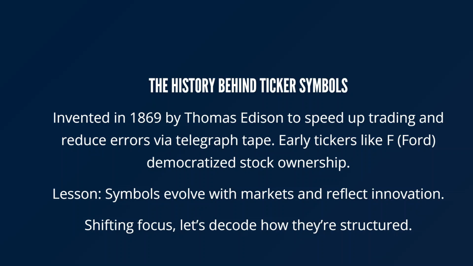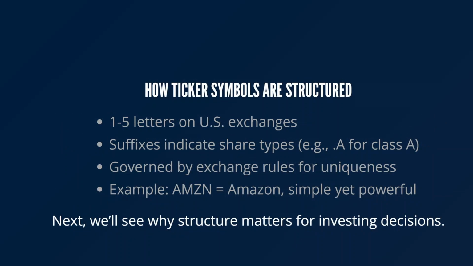Shifting focus, let's see how these codes are structured. Slide 6, Lesson 3, Structure. In the US, ticker symbols are usually 1 to 5 letters. Exchanges sometimes add suffixes to indicate share types, like .A for Class A shares or numbers for preferred stock. AMZN, for instance, is simple, yet represents a complex global enterprise. The structure is designed to be unique, searchable, and quick to reference. Think of it as a well-organized filing system for companies.